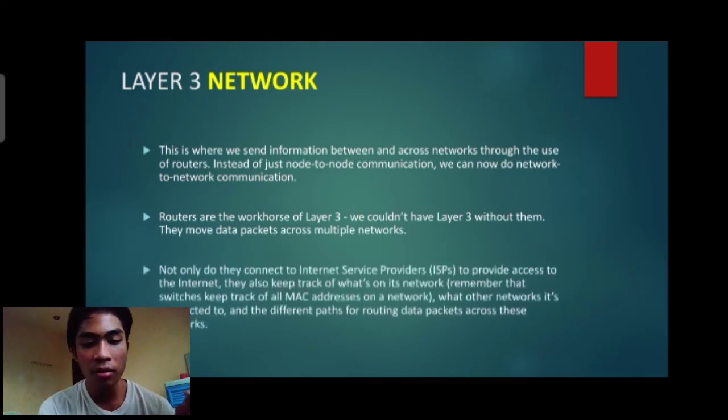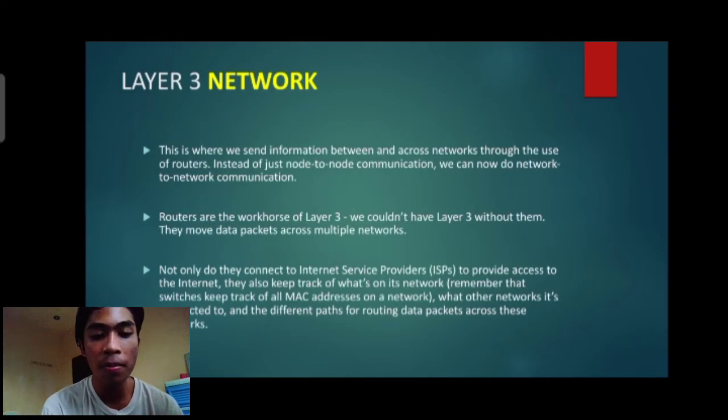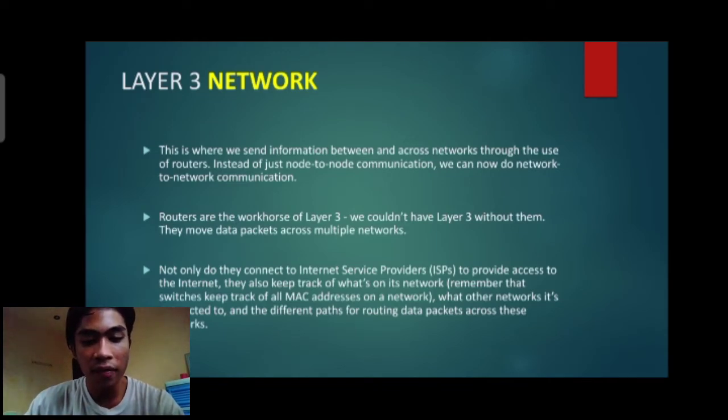Not only do they connect to internet service providers, or ISPs, to provide access to the internet, they also keep track of what's on their network. Remember that switches keep track of all MAC addresses on the network. Routers also keep track of what other networks they're connected to, and the different paths for routing data packets across the network.